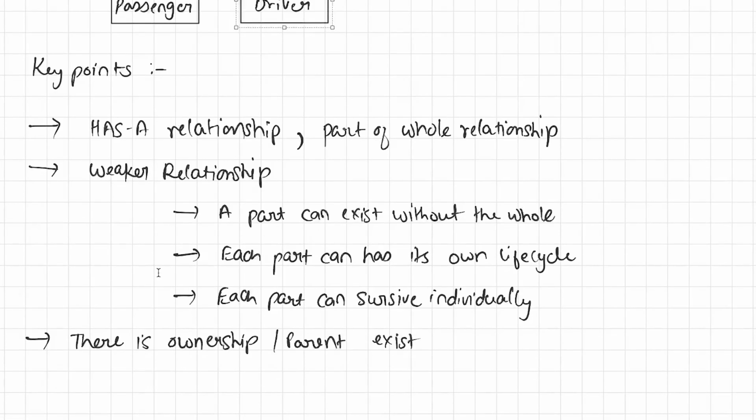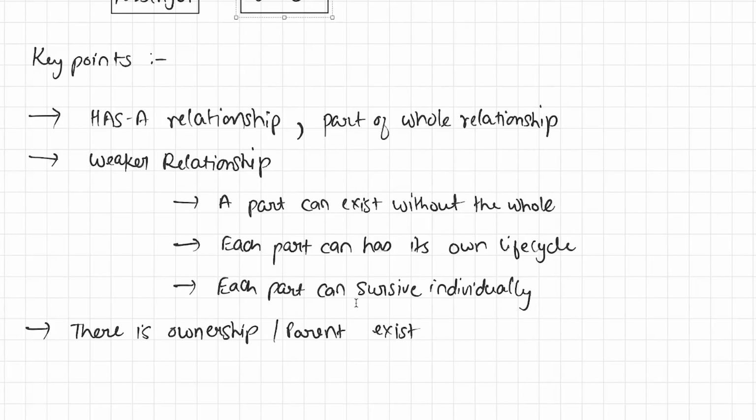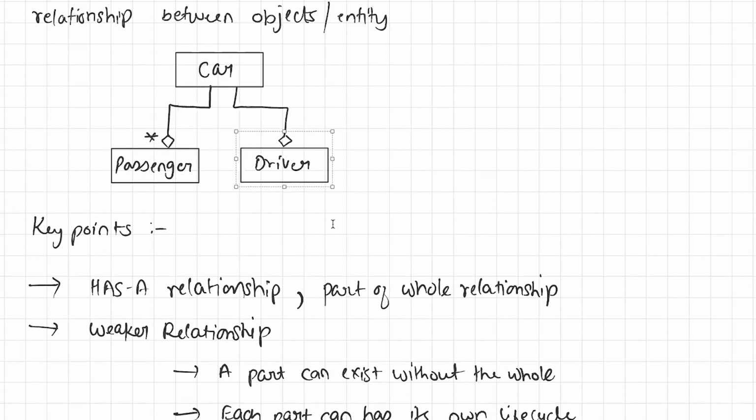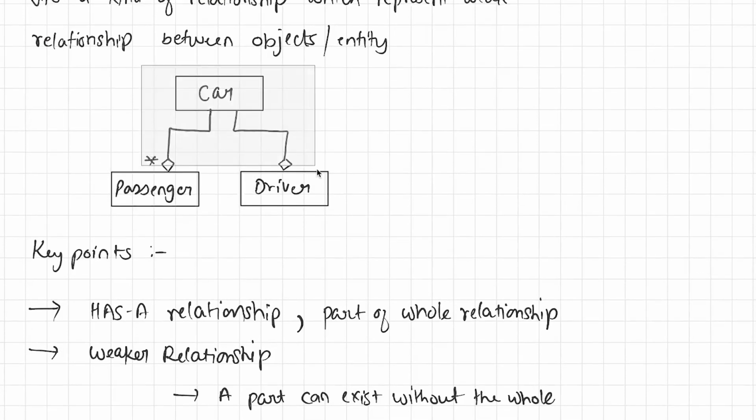Now the next point is there is ownership in this type of relationship. Now here ownership refers to the parent. So which means that in this type of relationship there is always a parent. So in this case car is a parent, and we can say that passenger and driver are a part of car. So we can say that car is a parent in this relationship.